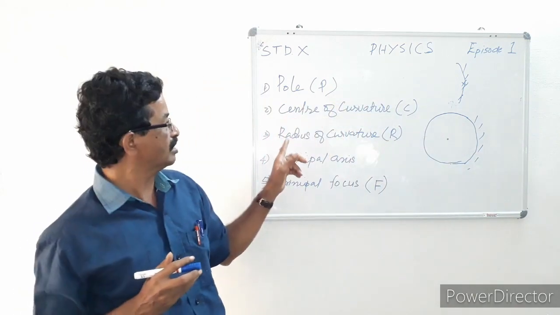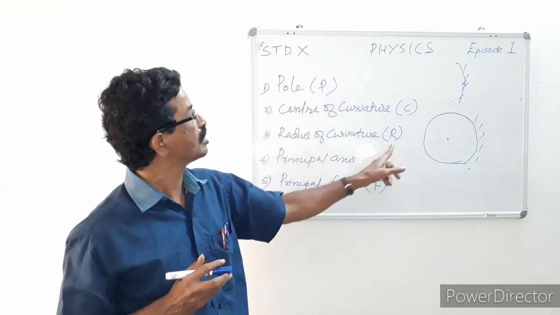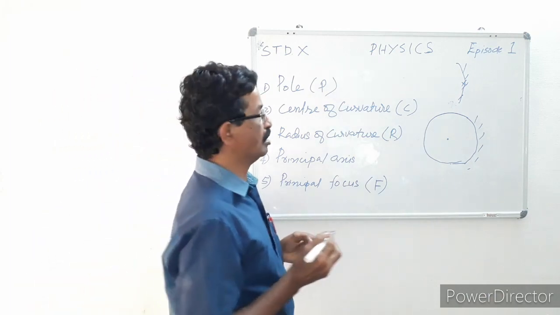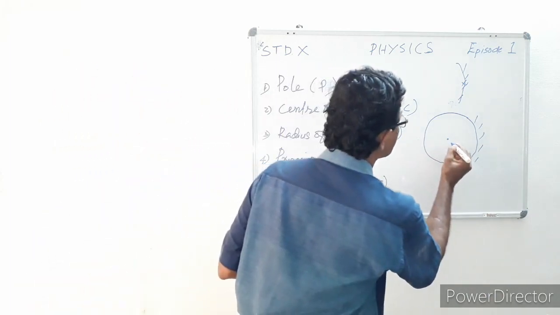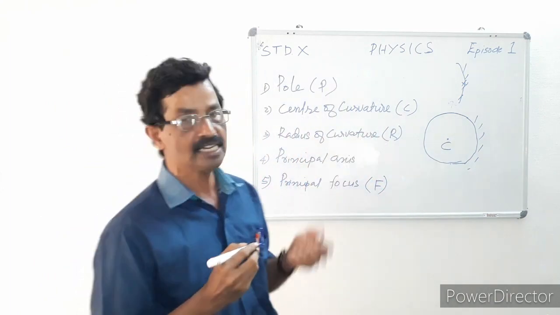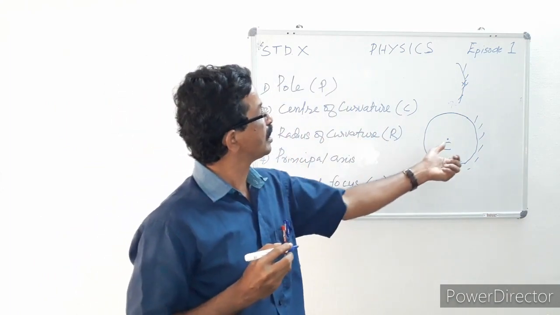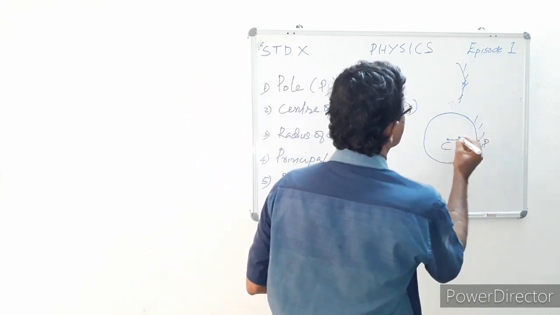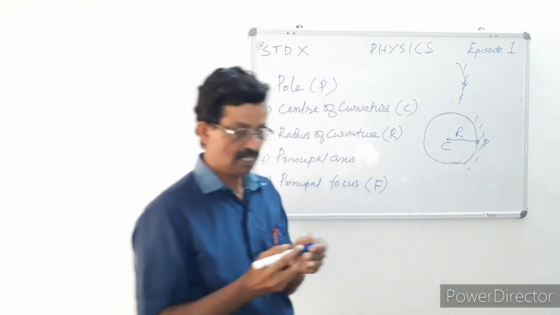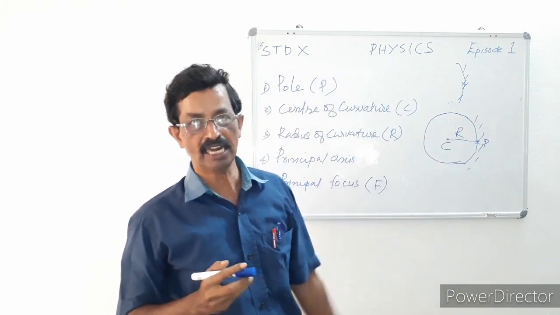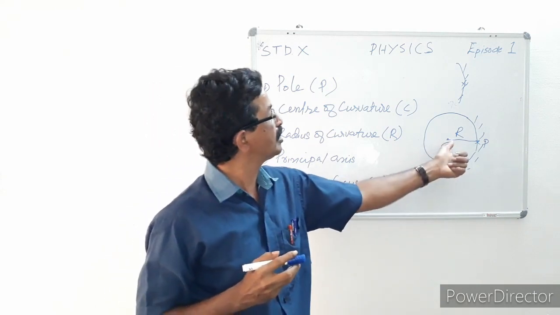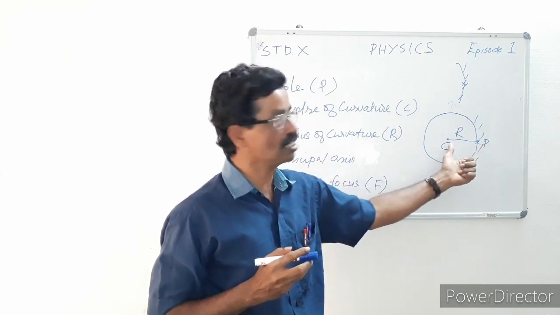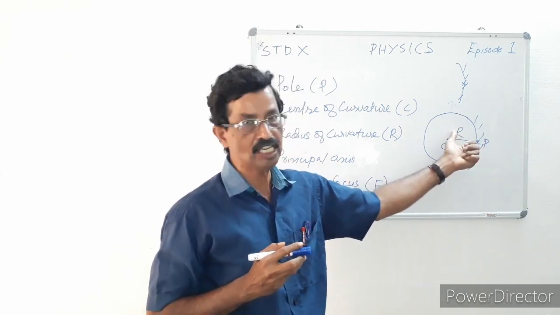This is the second term, and the third one is the radius of curvature, represented with the letter R. From this center to this pole, this distance is the radius of curvature, and it is represented with the letter R. The distance from the center of curvature to the pole is the radius of curvature.